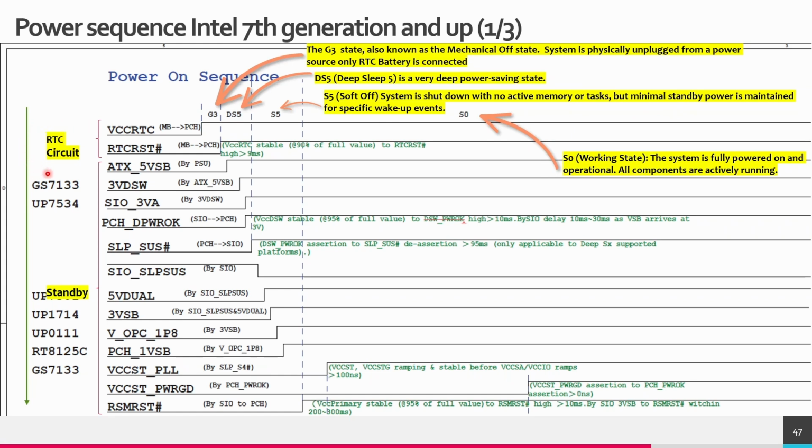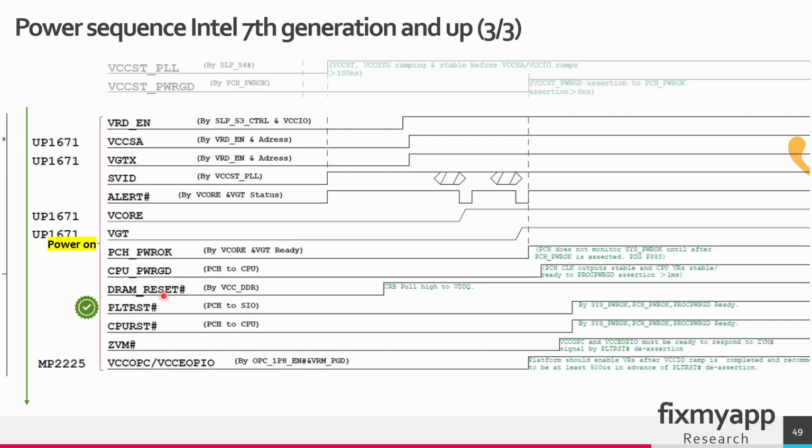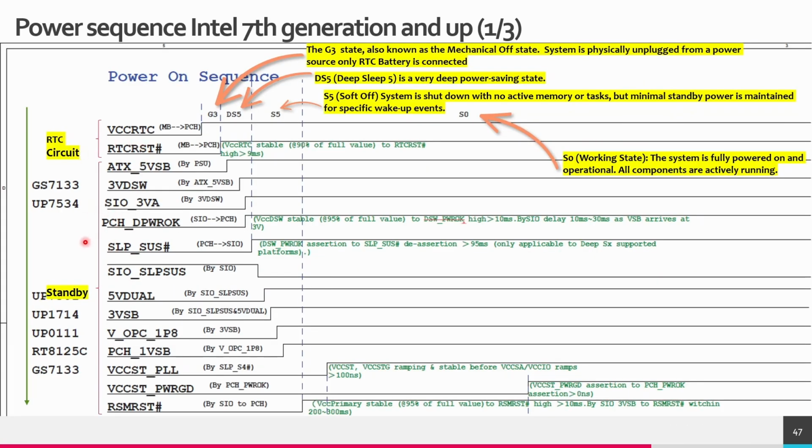This is the sequence for the RTC circuit, and after that we have a standby sequence, followed by a power on sequence. When the motherboard is turned on, eventually these two reset signals have to be released. When these two signals are released, then you have an initialized motherboard. The power sequence is a little bit different for every motherboard and every different chipset.